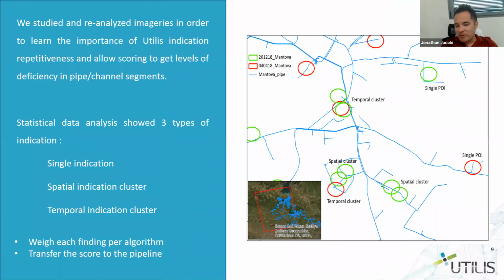So how do we come to this kind of prioritization? How are we able to understand how this all works? We've studied and reanalyzed imageries, SAR imageries. We've learned the importance of utility indications and the repetitiveness. And this has allowed us to do scoring, basically to arrive at a certain level of deficiency of either a pipe or channel segment. Channel obviously is talking about wastewater, which is also applicable. And the statistical data analysis shows us 3 types of indications.